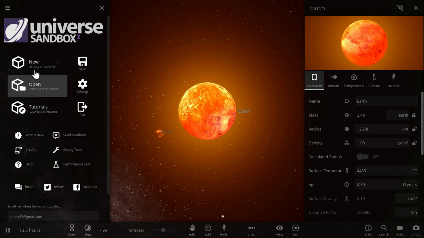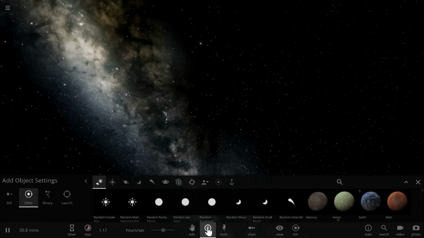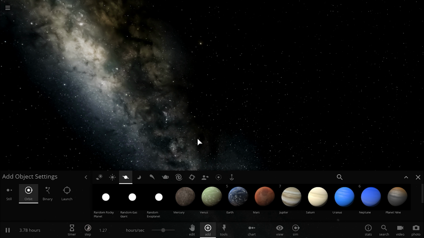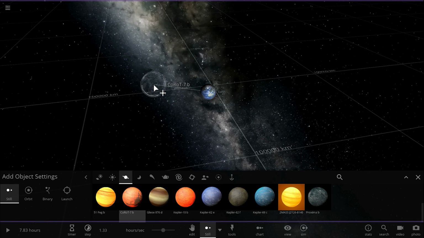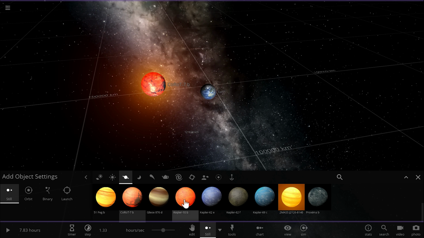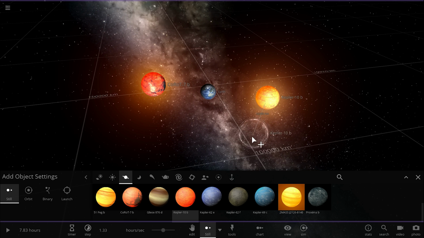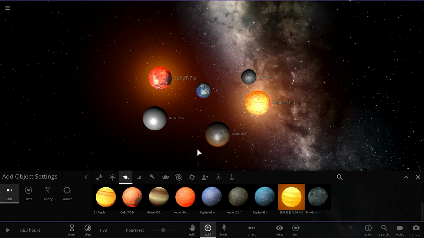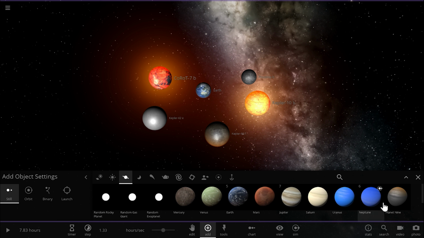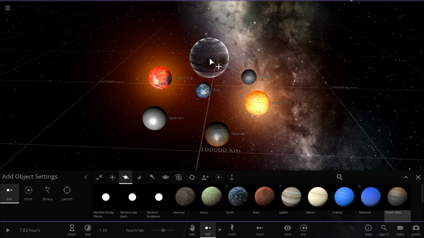So here, let's just create a new simulation and place a few of the relatively recently discovered planets here. We're going to place Earth, we're going to place Kepler 37b, Kepler 10b, these are all super Earths, Kepler 62e, 62f, and Proxima b, our closest neighbor. And also, just for fun, let's maybe place hypothetical Planet 9.